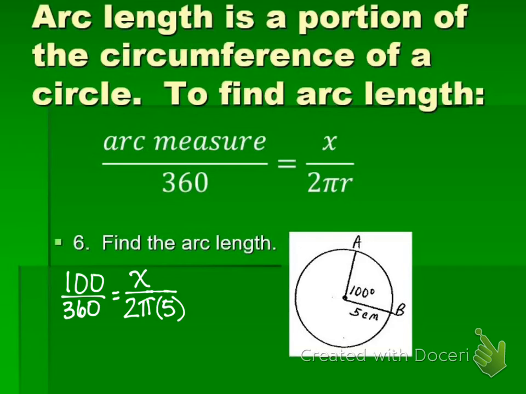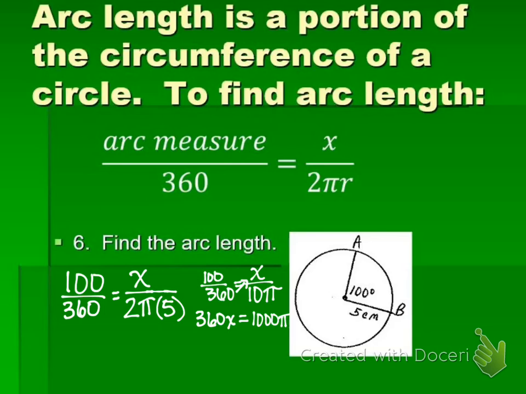Before we cross multiply, we could simplify that a little bit. 100 over 360 is equal to x divided by 10 pi. If you prefer to multiply that 2 and 5 together, that might help. To solve a proportion, we have to cross multiply. So that means I take 360 times x equals, we have to take 100 times 10 pi. For now, I'm just going to write it as 1000 pi. If you already changed it to a decimal by multiplying by pi, that's fine.